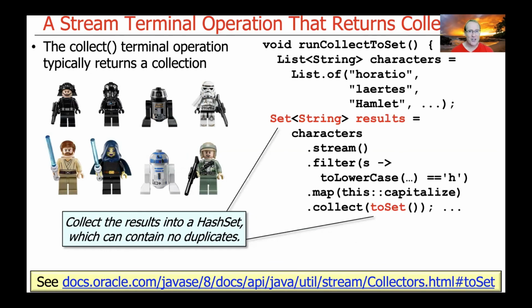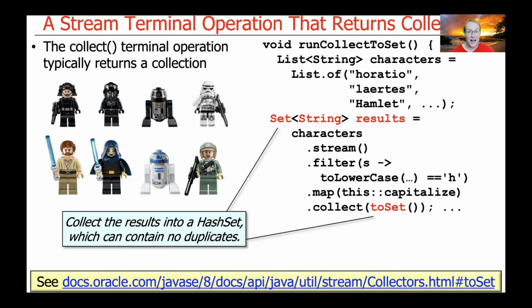Another type of collector that you get out of the box is the set collector. This is created by using the toSet factory method, which appears in the Collectors utility class. As you can see here, if you say toSet, that will collect the results into a set. And what's the main difference between a set and a list? You can't have duplicates in sets. Lists can have duplicates, sets can't.